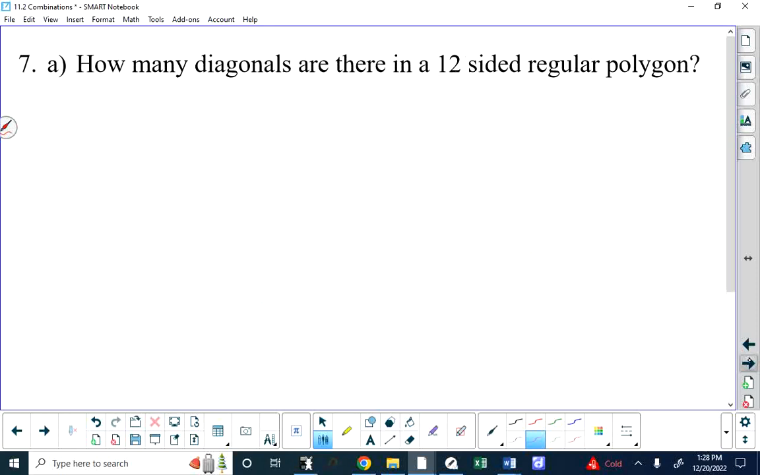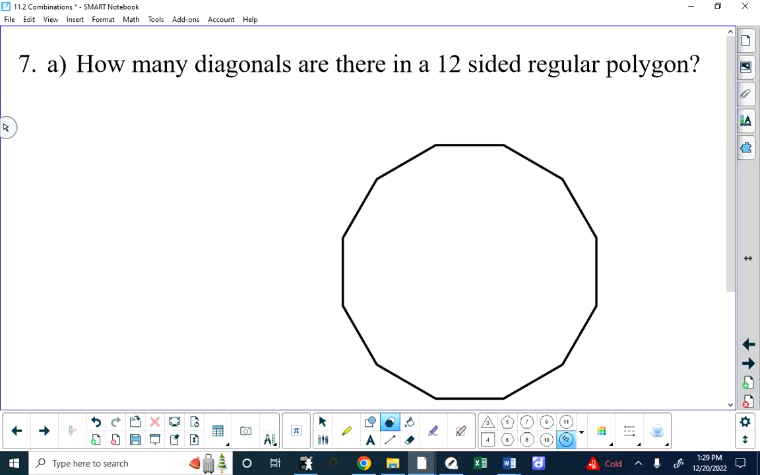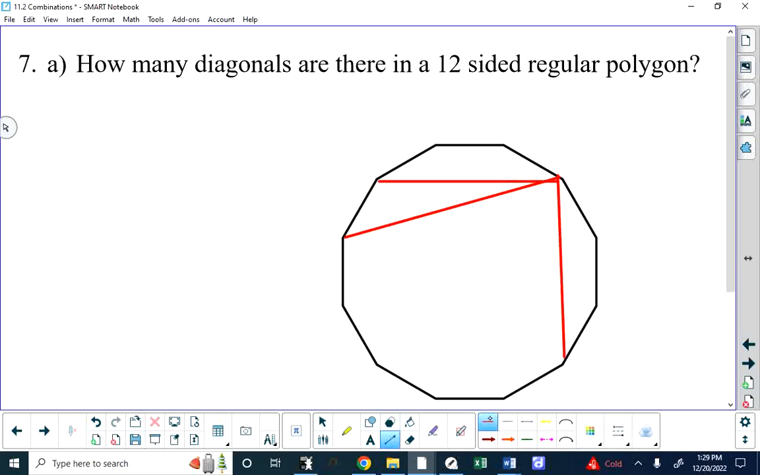How many diagonals are in a 12-sided polygon? Like, speaking of out of left field, how many diagonals are in a 12-sided regular polygon? Well, let me draw one for you. That's a 12-sided regular polygon. What's a diagonal? Like across from each other? Yeah, from vertex to vertex, or from corner to corner. This is a diagonal, this is a diagonal, this is a diagonal.